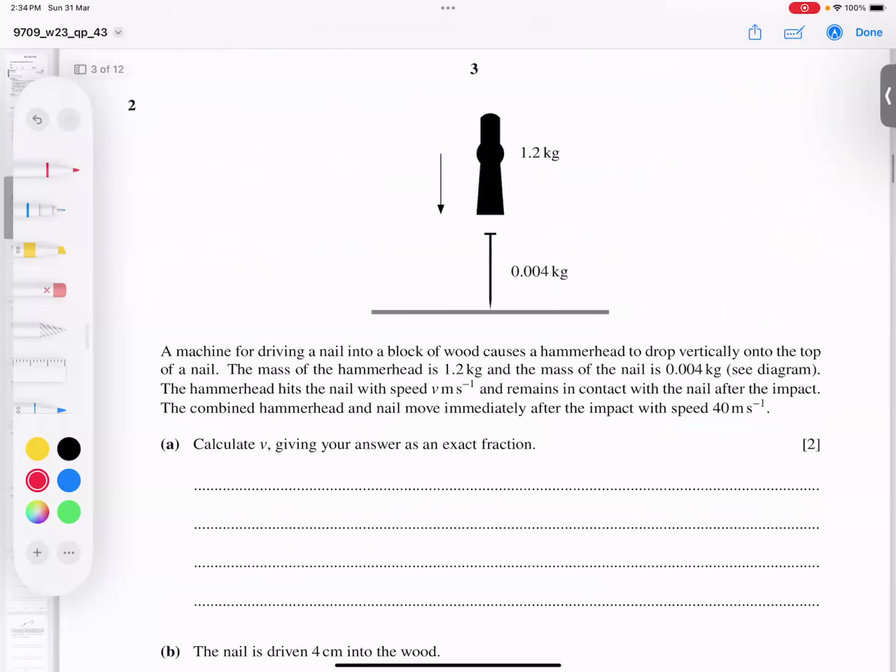Let's talk about question number 2. A machine for driving a nail into a block of wood causes a hammer head to drop vertically onto the top of the nail. You can see that this is a hammerhead, and the mass of the hammerhead is 1.2 kilograms. The mass of the nail is 0.04 kilogram. The hammerhead hits the nail with speed of V.